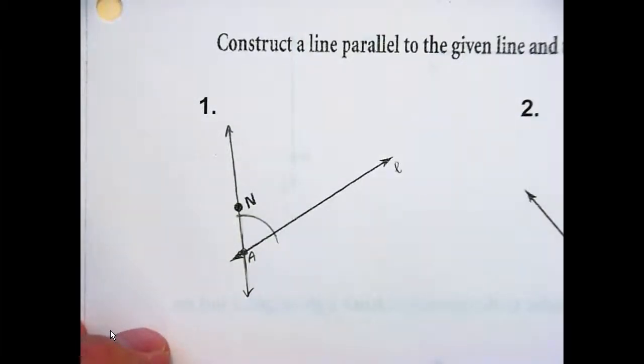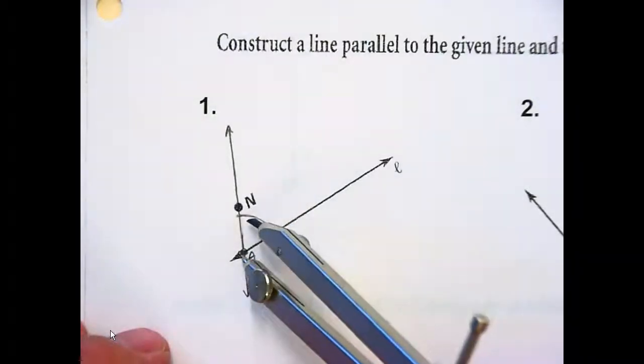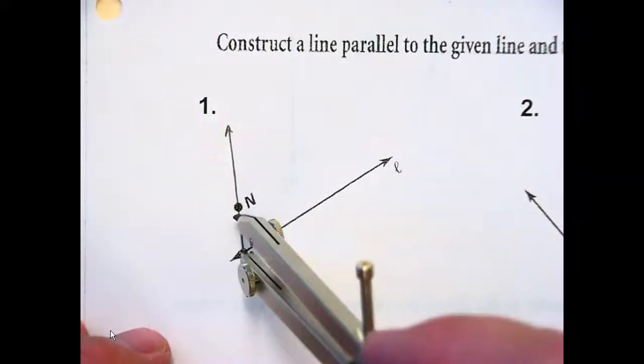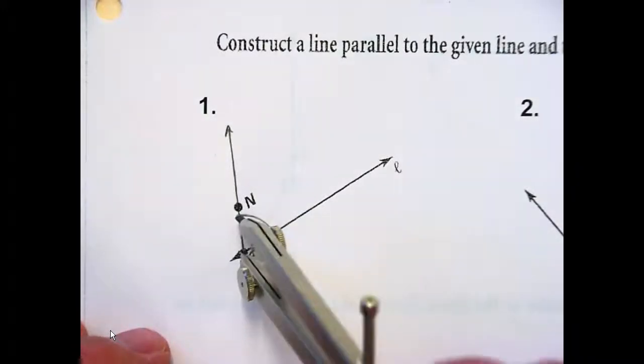No, it doesn't have to be even with N. Yeah, it's easier if it's below point N, but technically it could be above point N, and that would be fine as well. Okay.